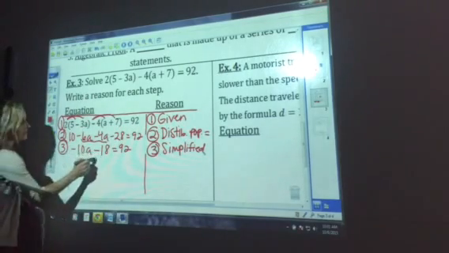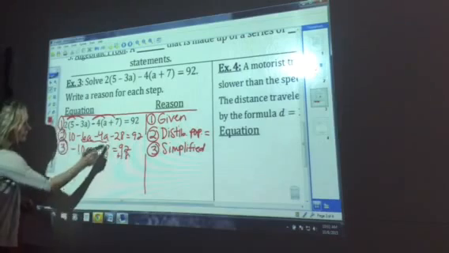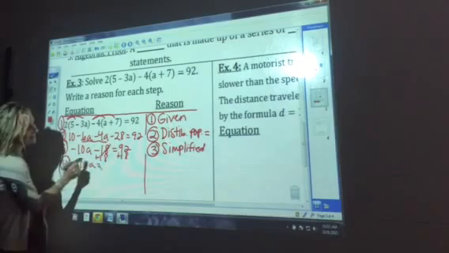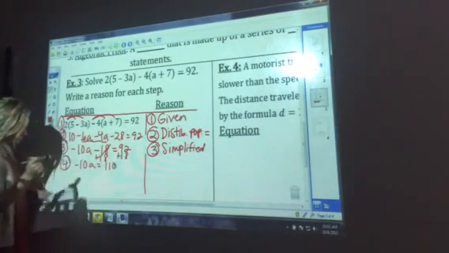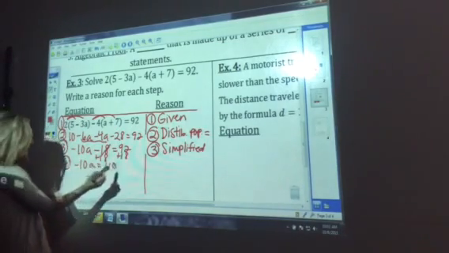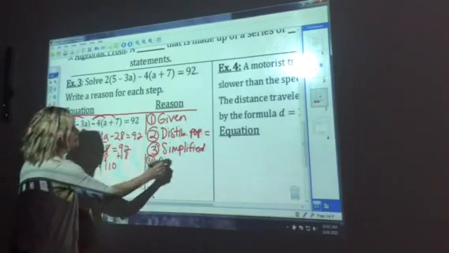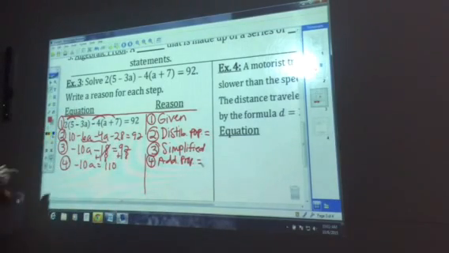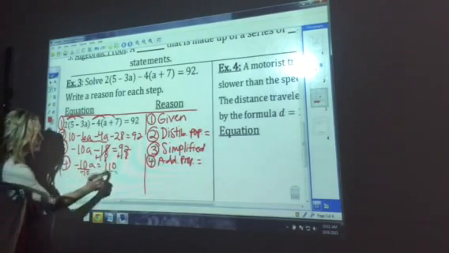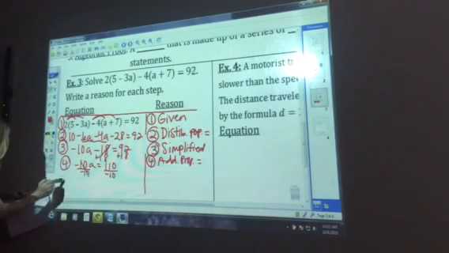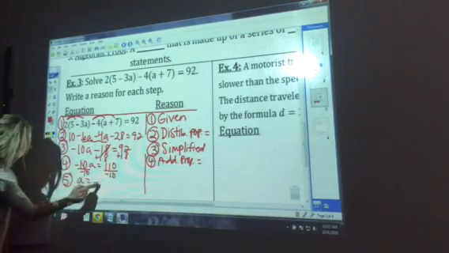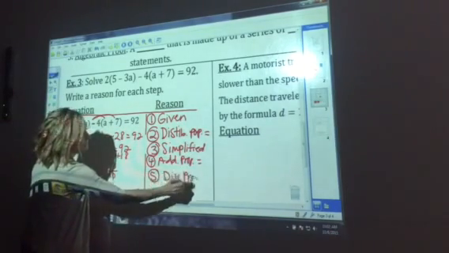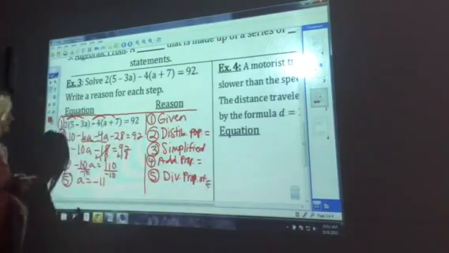Okay, so to solve this, the first thing I would do would be to add 18. Okay, so step 4 would read negative 10a is equal to 110. Okay, and then my reason would be addition property of equality. All right, and then the last thing I would divide by negative 10. And that's going to give me a is equal to negative 11. And our reason would be division property of equality. All right.